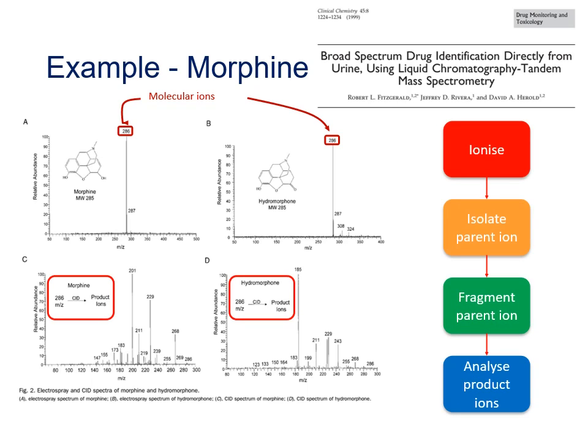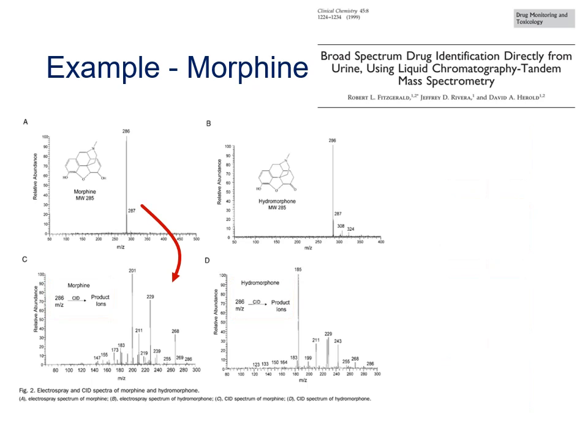But if we isolate the ions containing the complete molecule and then subject them to fragmentation inside a mass spectrometer, the pattern of fragments that's revealed does allow us to differentiate between the two products. When we fragment morphine, we get major CID fragments at 201, 229, and 268. But when we fragment hydromorphone, we see the major fragments at 185, 229, and 227.